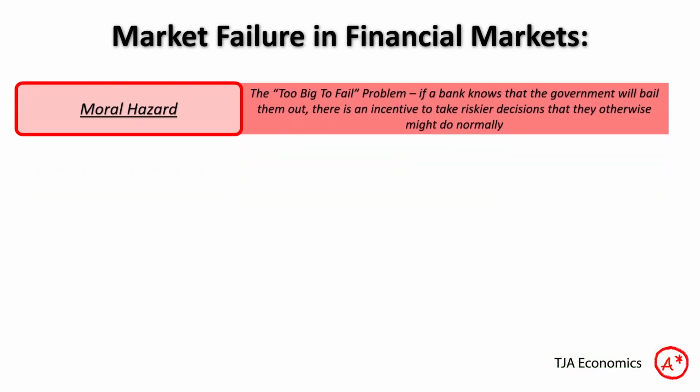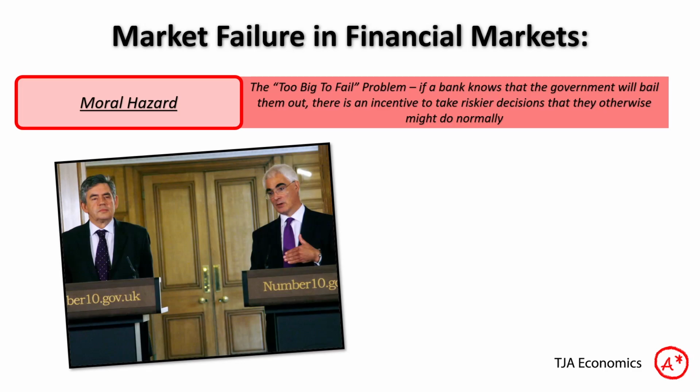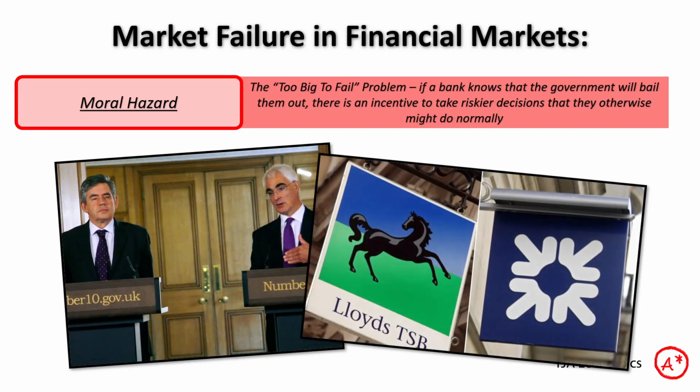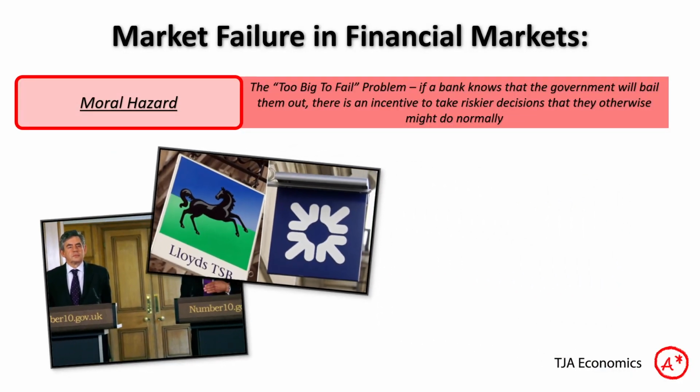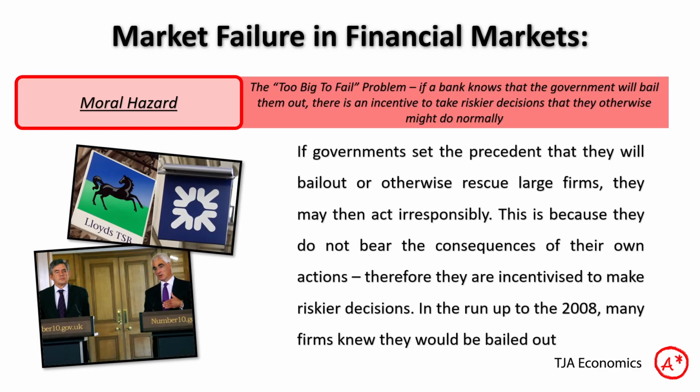Let's look then at moral hazard, the too big to fail problem. So you may remember that back in 2008, Alistair Darling and Gordon Brown, the Chancellor and the Prime Minister at the time, bailed out Lloyds and the Royal Bank of Scotland to the tune of quite a lot of money. And of course, that in itself can provide a problem, because if governments set a precedent where they will bail out or rescue large firms, they may then act irresponsibly.